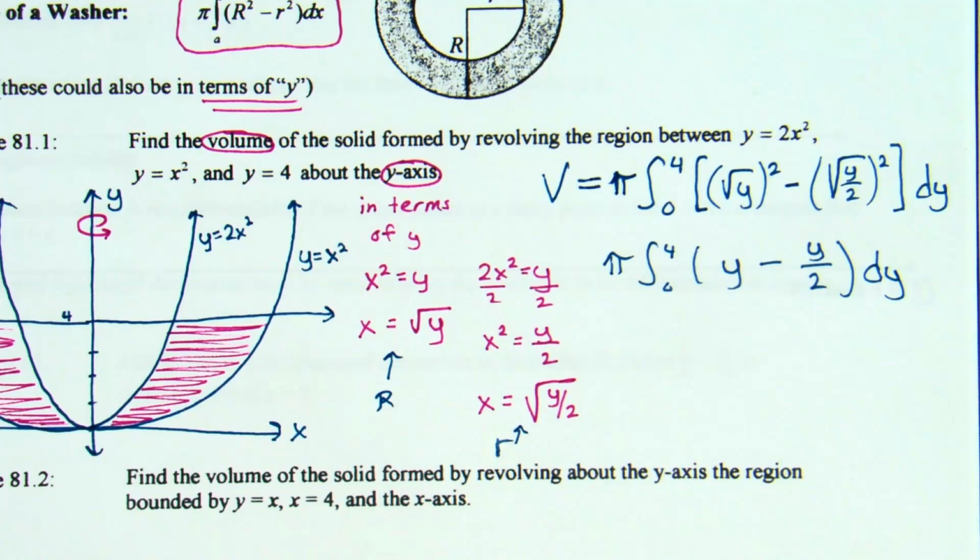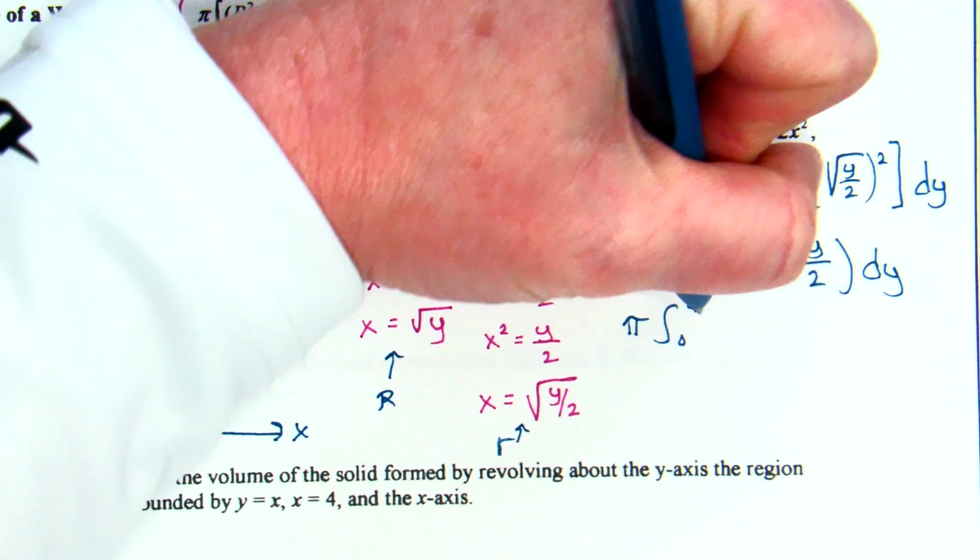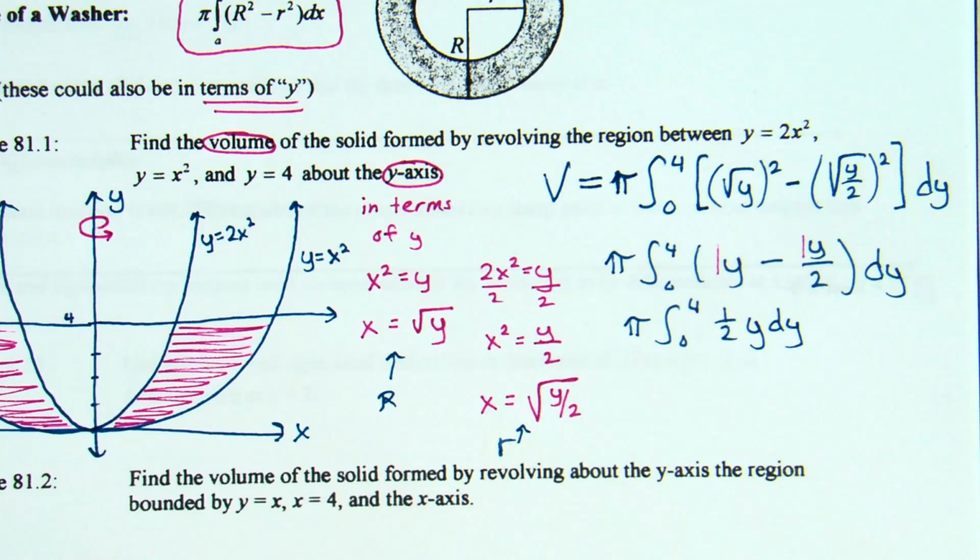Okay. Can I clean this integral up before I integrate? You could. You don't have to. Because what do we have here? This is 1y minus a quarter y. What's 1y minus a quarter y? Three quarters y. So you could change this to 3 pi times the integral from 0 to 4, 3/4 y dy. It means you have one thing to integrate, so less chance of messing it up.